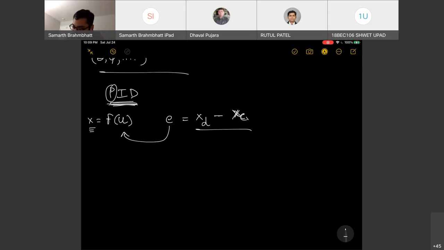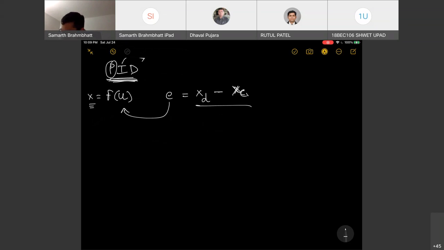Then another thing is this integral. So integral, what that means is that you observe for some time that even though I'm doing this proportional control, I'm not reaching where I want to go. It could be, for example, that the weight of your car is higher than normal or things like that.